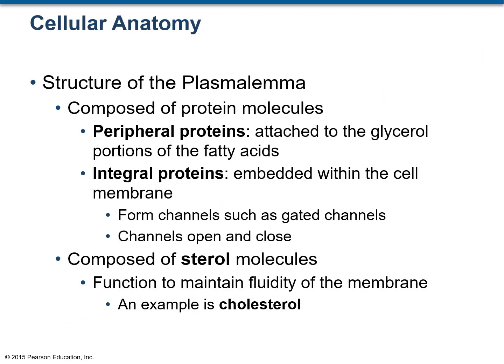The plasma membrane has two types of proteins: peripheral proteins and integral proteins. Peripheral proteins are those proteins that are attached superficially, that means to the outside of the cell membrane, while the integral proteins are integrated. That means they are embedded deep within the cell membrane. And the function of the integral protein is to form channels that allow things to move across the cell membrane.